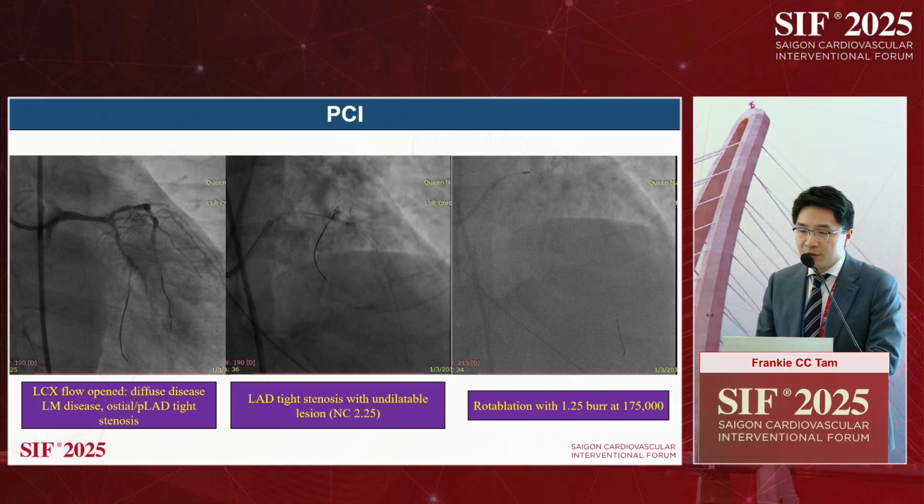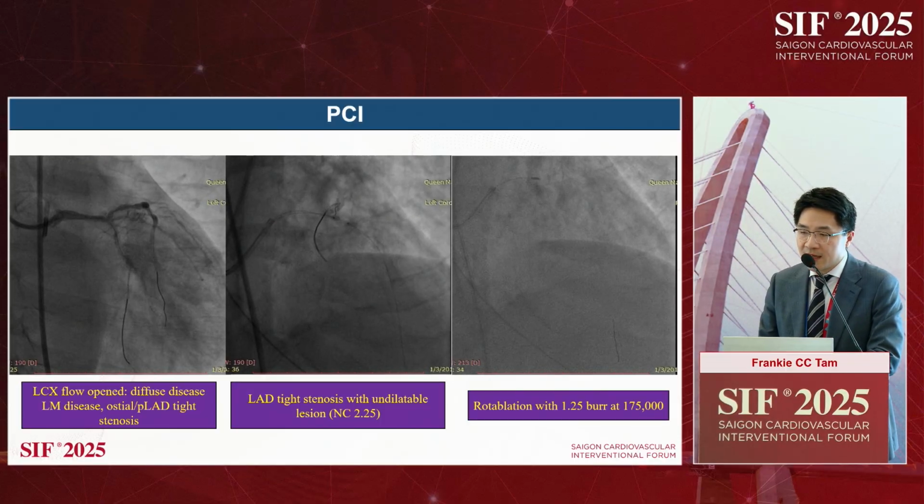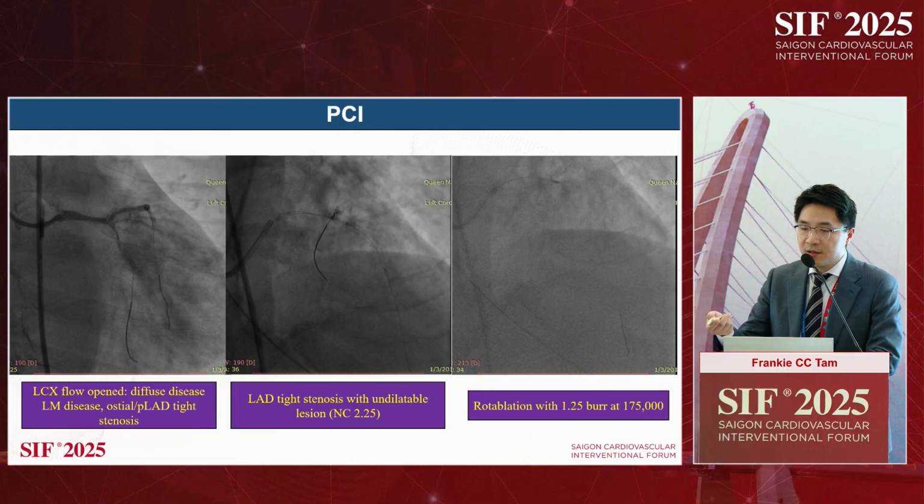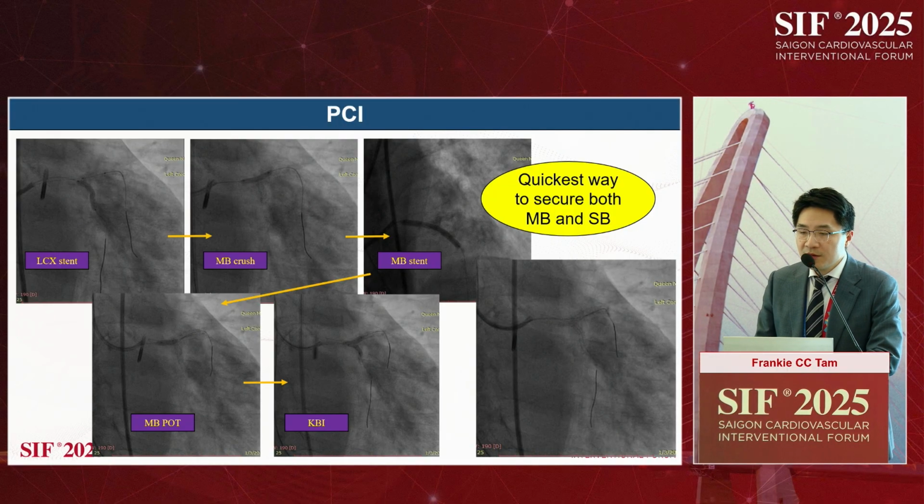So we do some ballooning, and you can see the LAD is undilatable, so we have to do rotablation. Okay, and then afterwards, because as I've mentioned, you have to be quick, you have to have side branch access of both branches, so mini crush will be the best strategy.